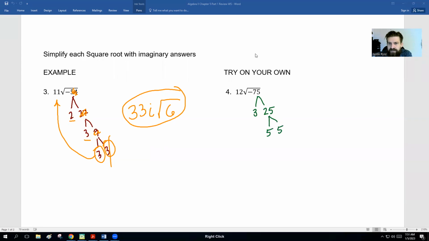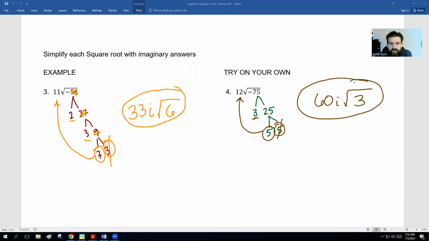So we look for partners here. We got 5s that have partners. So we can break down the 5, have it go outside with the 12. 5 times 12 is 60. We just need to remember to put an i here because we have an imaginary answer. It's the square root of a negative 75. The only thing left over on the inside is the 3. There we go. There's the answer, 60i radical 3.